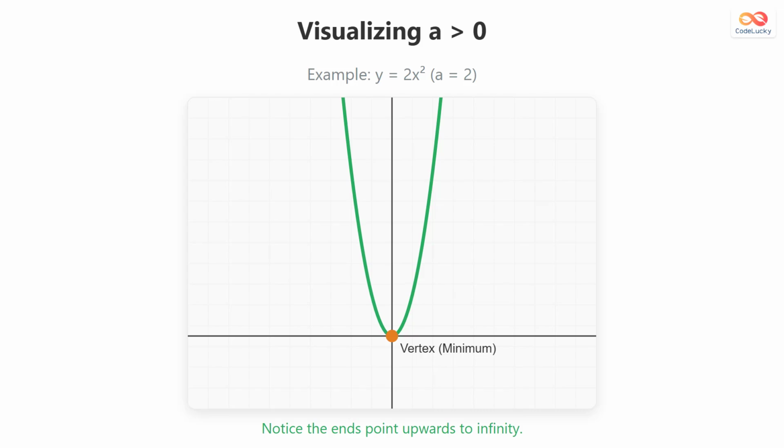Here is what that looks like on a graph. In this example of y equals 2x squared, A is positive 2. You can see the vertex is at the bottom, which is the minimum point, and the arms of the graph extend upwards forever. It is holding water like a cup.